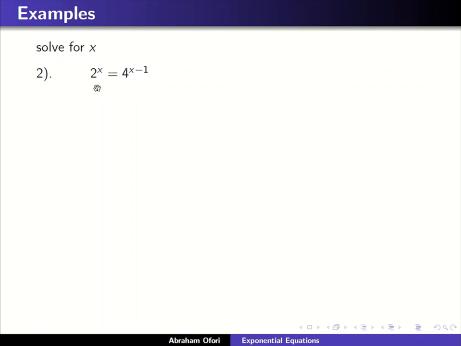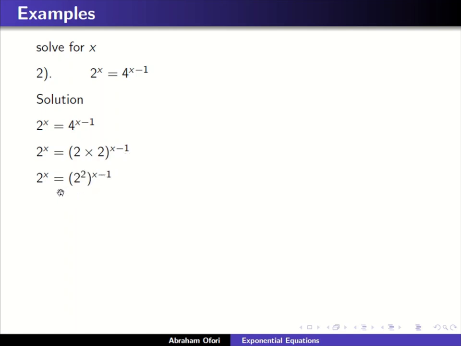So 2 to the power x equals that. I have to make sure that the bases are the same. What is 4? 4 can be rewritten as 2 times 2. So I can write 4 as 2 times 2, all to the power of x minus 1, and 2 times 2 is 2 squared.